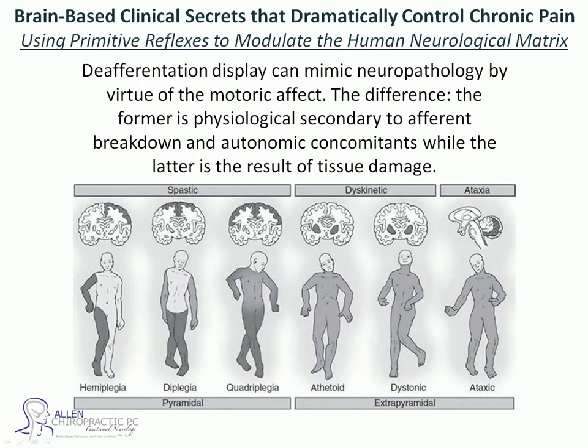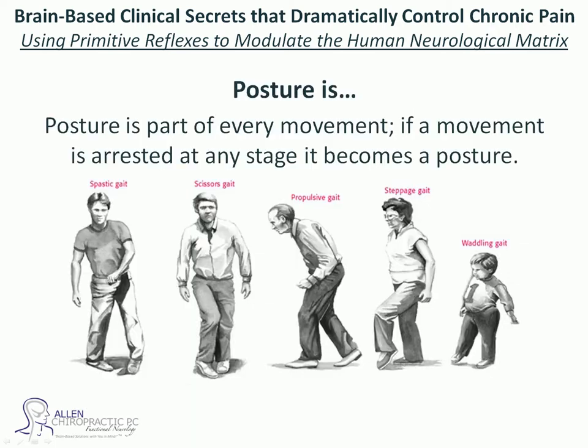The difference, the former is physiological, secondary to afferent breakdown, and autonomic concomitants, while the latter is the result of frank tissue damage. And we see these postures in practice all the time. These postures are not unusual. This is a series of postures which are part of every movement, but if movement is arrested at any stage, it becomes a posture. Postures are things that you should be able to pick them out in your patient's movement issues. Here's a spastic gait, a scissors gait, a propulsive gait, a steppage gait, and a waddling gait.